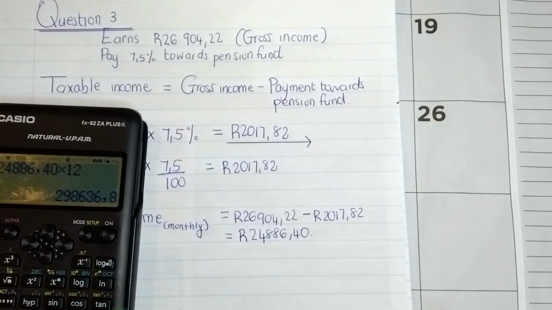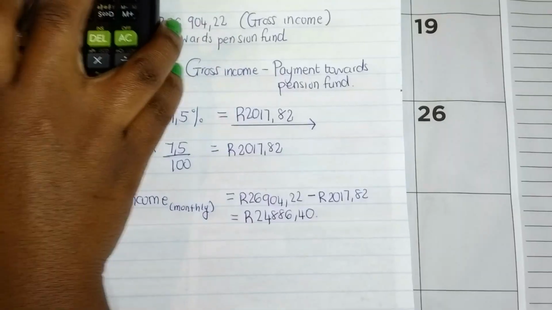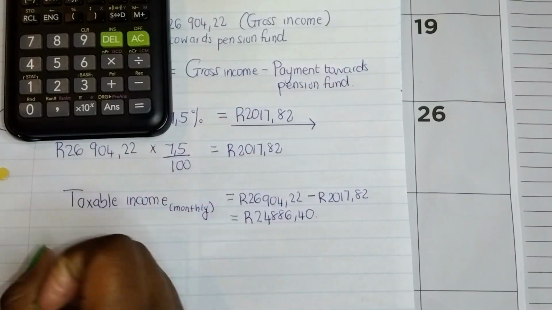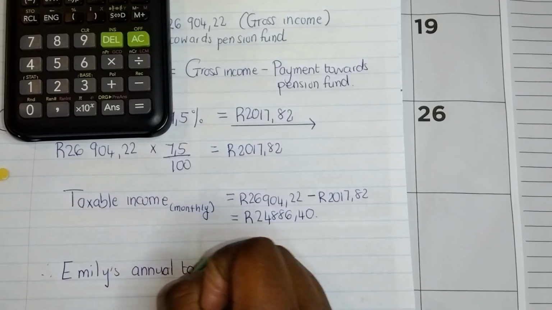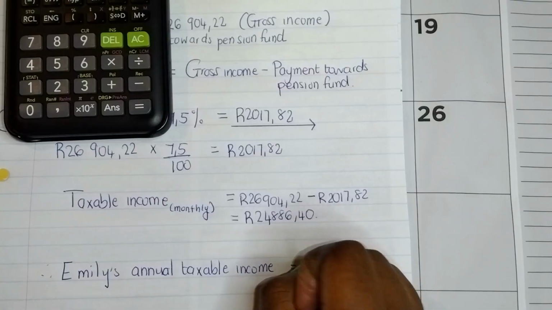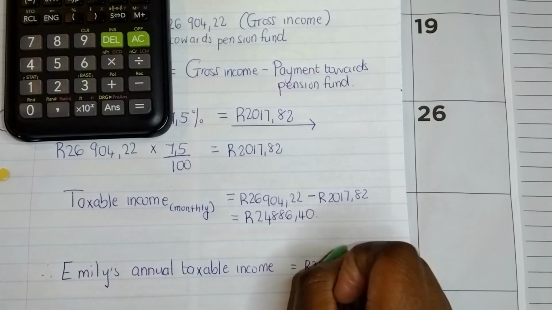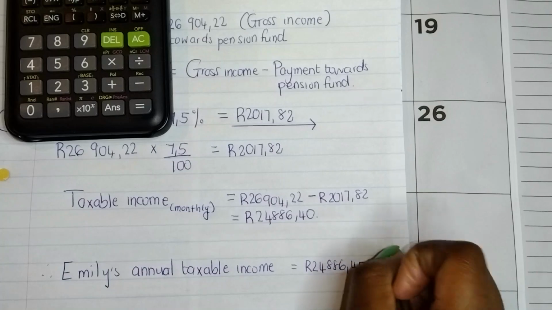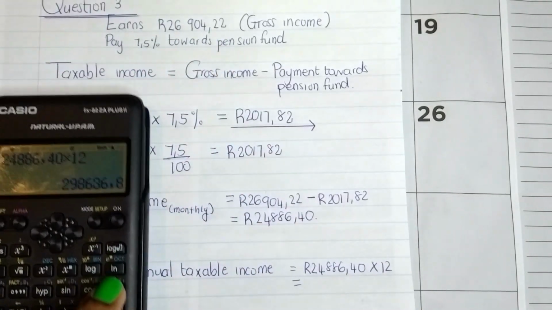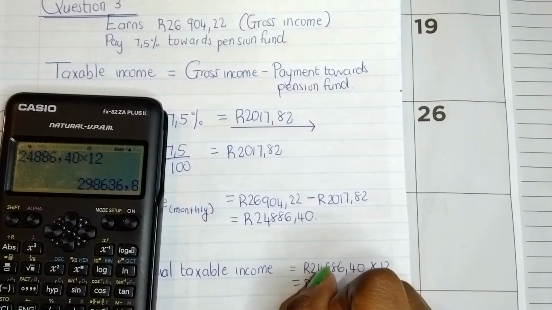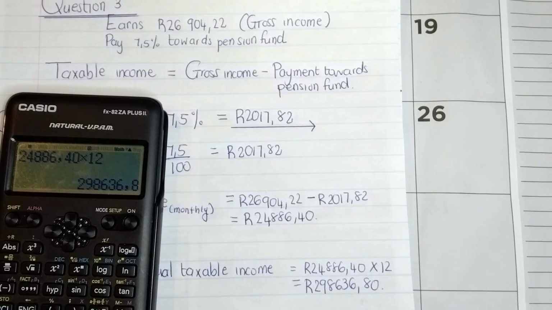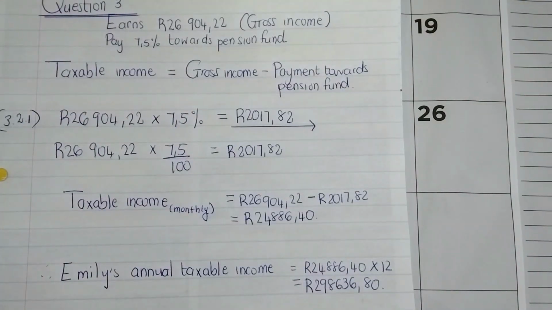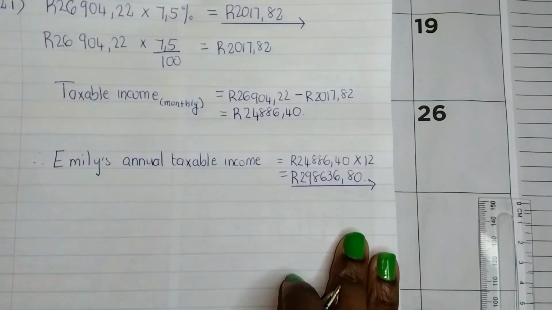Press the equals button, right? So you just say, therefore, Emily's annual taxable income is equal to 24,886.40 multiplied by 12, and we got that value to be 298,636.80. Okay, so that is Emily's annual taxable income. Okay, let us move on.